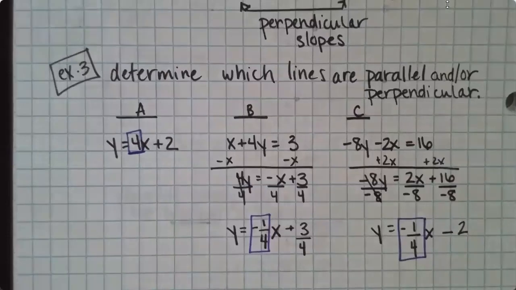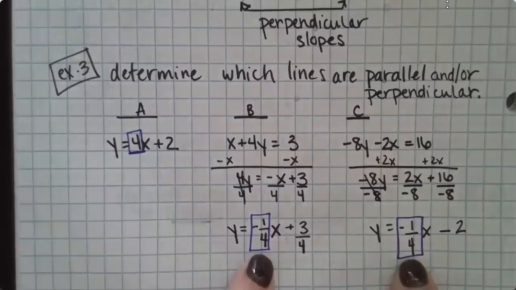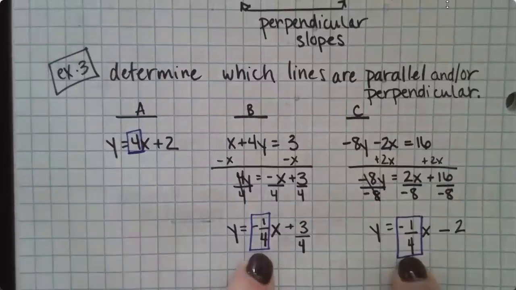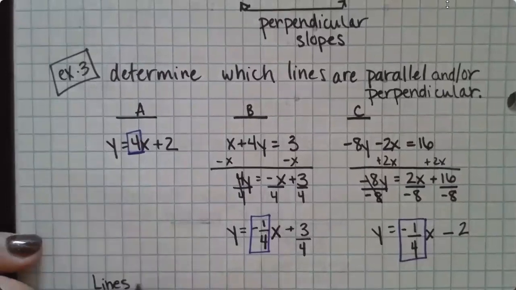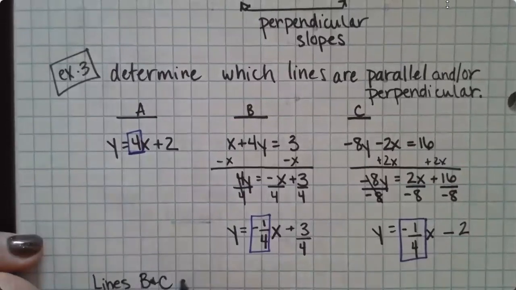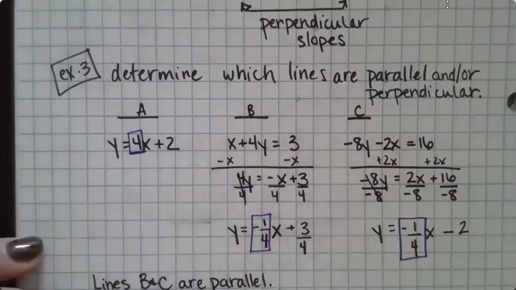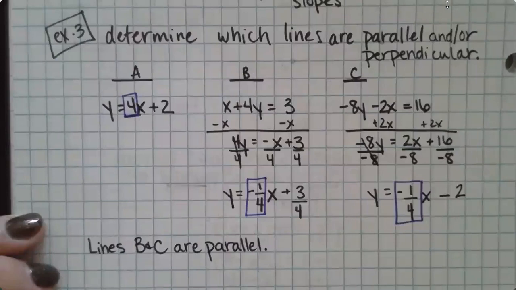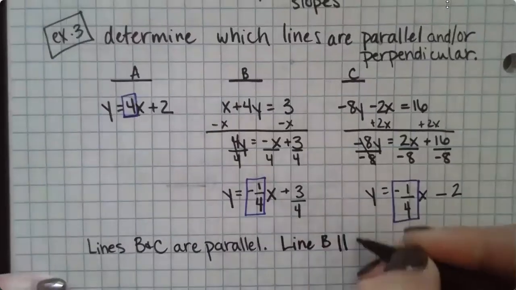All right, what do we notice? I think first the most obvious is that lines B and C have the exact same slope. This means that they are parallel lines. So we can write that lines B and C are parallel. Or we could write this like this: line B is parallel to line C.